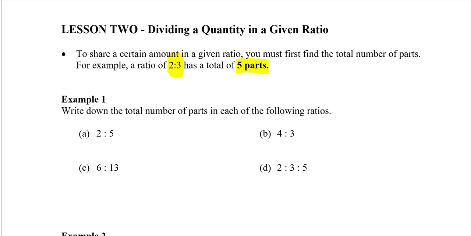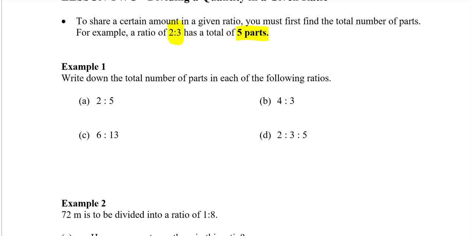Looking at question number 1, I want to practice just finding the number of parts in the ratio by adding the two numbers together. So 2 to 5, the number of parts is 2 plus 5, which is 7 parts in that ratio. In part B, 4 to 3, 4 plus 3 is also 7, so there are 7 parts in that ratio.